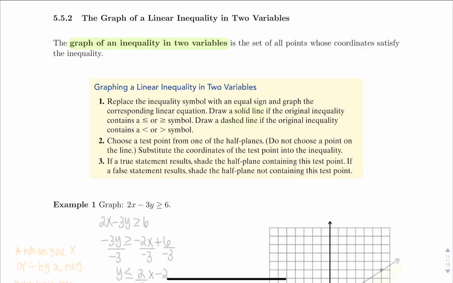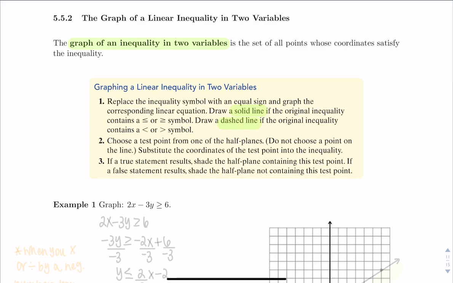So to graph a linear inequality in two variables, we replace the inequality symbol with an equal sign and graph the corresponding linear equation. Draw a solid line if the original inequality contains a less than or equal to or a greater than or equal to symbol. And draw a dashed line if the original inequality has a less than or greater than symbol.